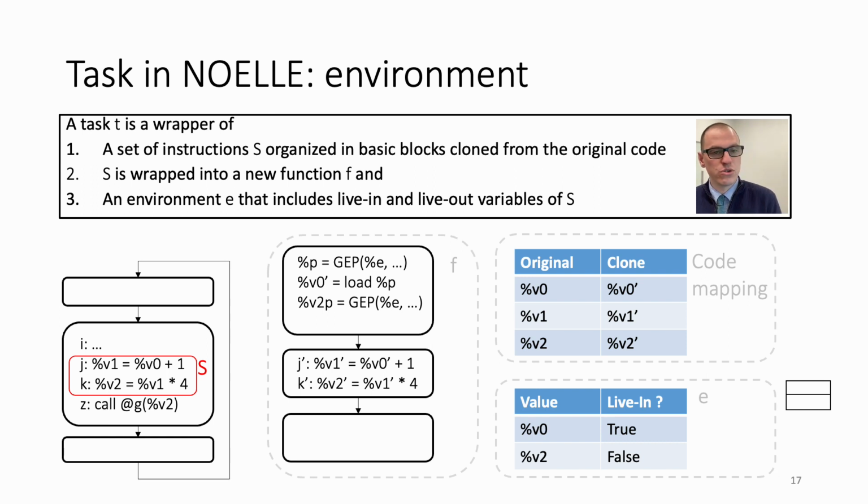Similarly, for v2, when we compute with the get element pointer the pointer of the second element of the array, and we call it v2p, that's the only thing we need. We don't have to do any load because v2p already points to the v2, and therefore at the end we just store the last value v2 prime into v2p, and then it's done.